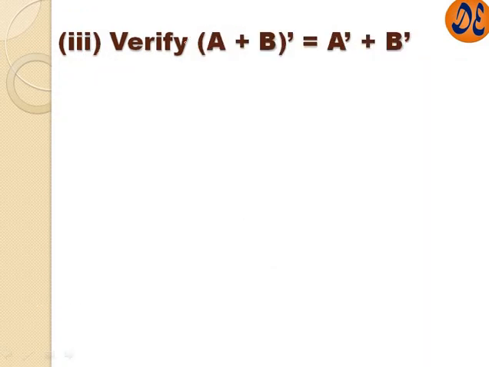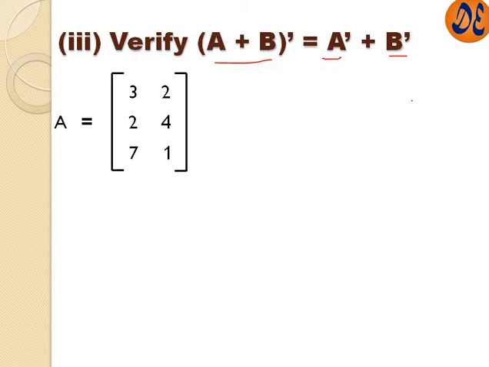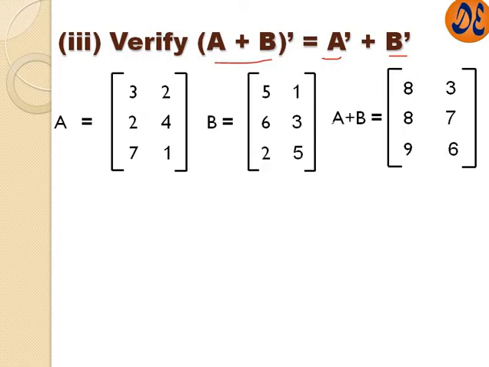Now let us verify the third one. That means the transpose of the sum of two matrices is equal to the sum of the transposes of the two matrices. So let us take two matrices. We have got two matrices, and we first obtain A plus B.